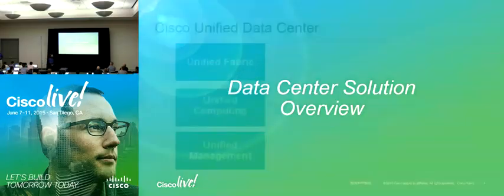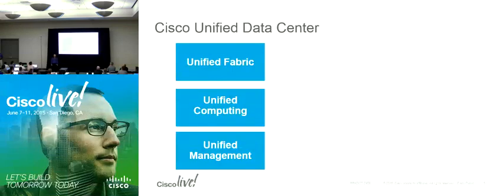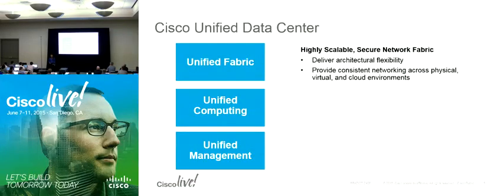Data center solution. So Cisco Unified Data Center Solution has 3 elements. The unified fabric, which is basically the key element that will interconnect the other 2 elements. It's a highly scalable, secure network fabric. It basically achieves the requirement through 3 components: the scalability, the convergence, and the intelligence.